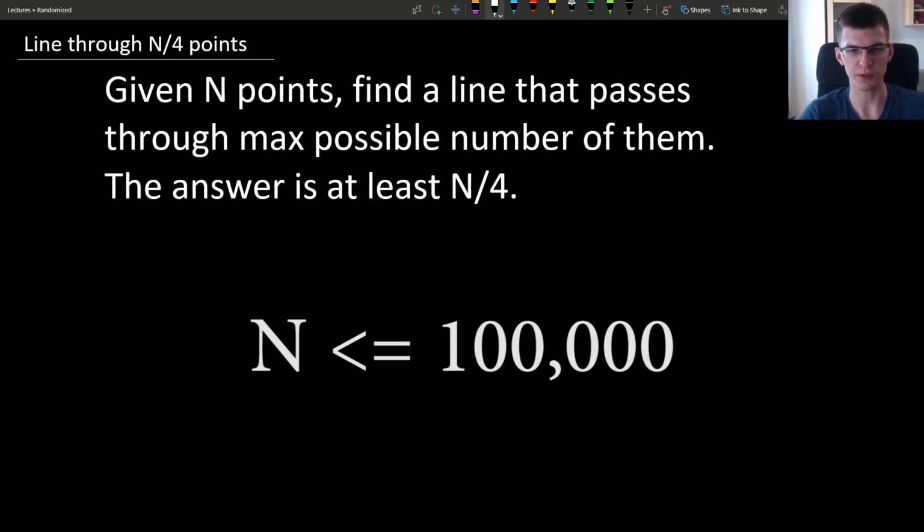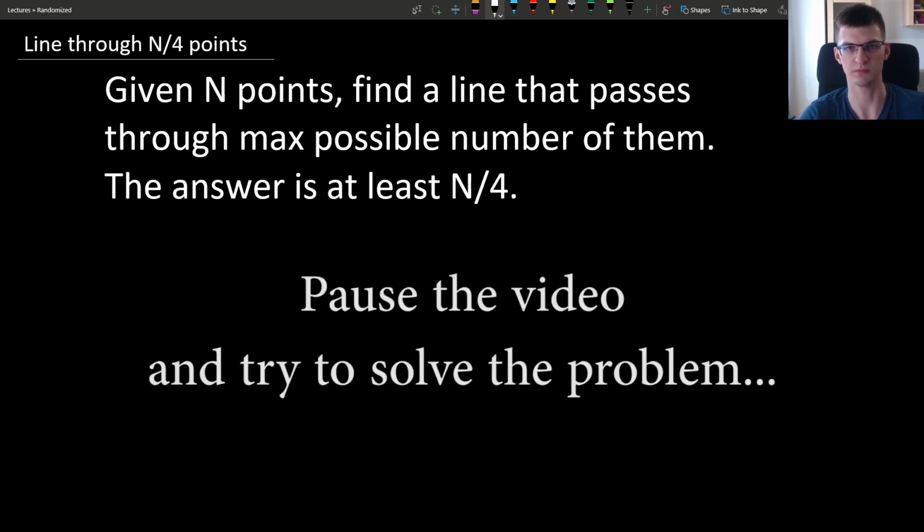And we are given information that the answer is at least n over 4. And when you are given such info about the answer, that it's big, you should always remember that that might mean randomized algorithm.